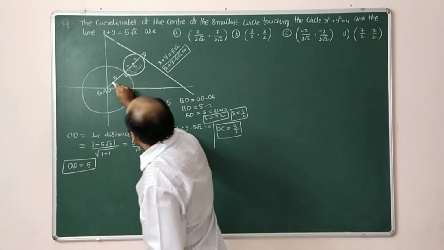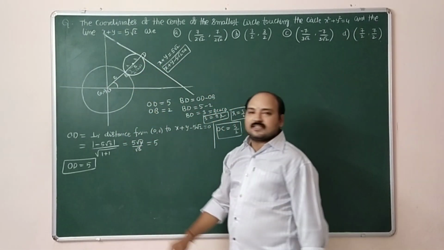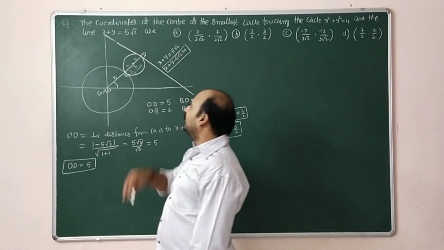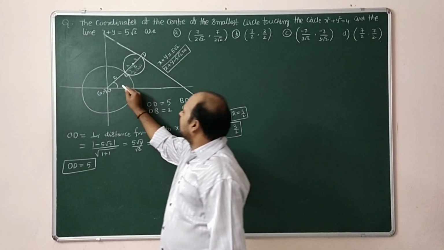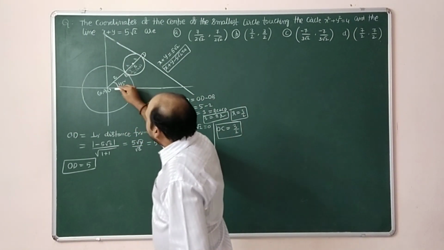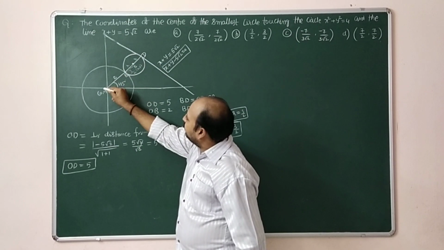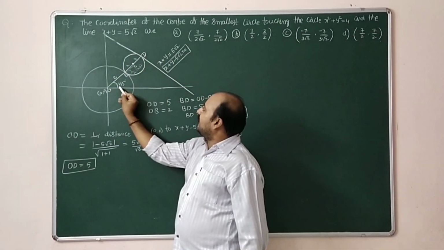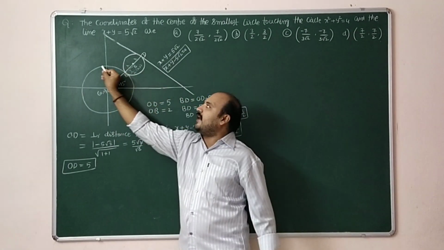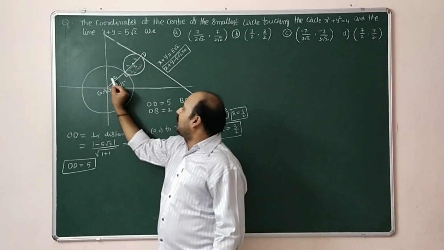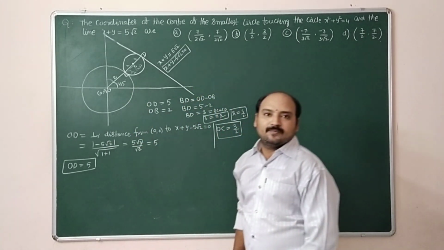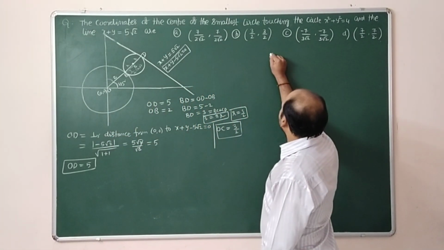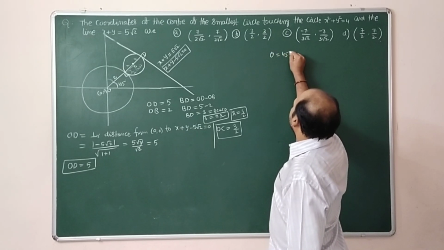Next, this OD line makes an angle of 45 degrees. Sir, how are you going to say that it is 45? Absolutely, this OD line is perpendicular to this line, and the total angle between the X axis and Y axis is 90. So obviously this angle is 45 degrees. So here theta is equal to 45 degrees.